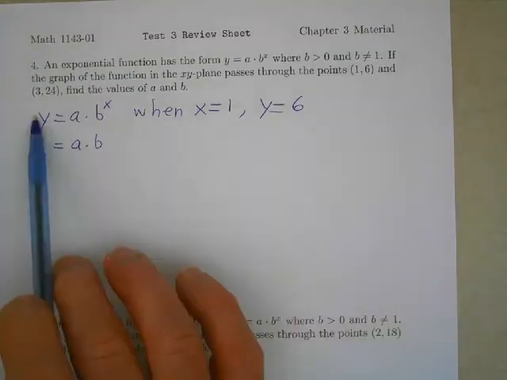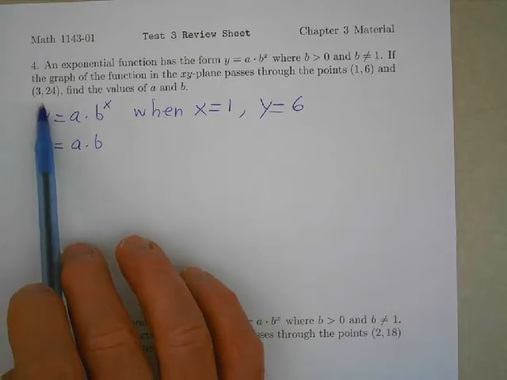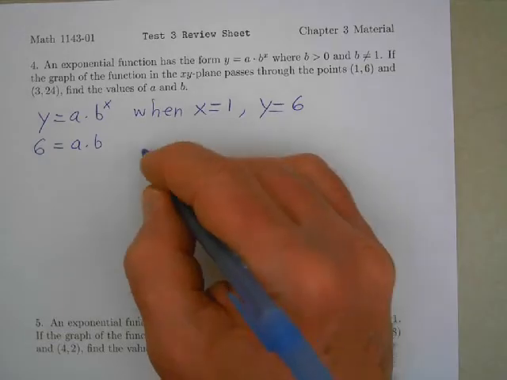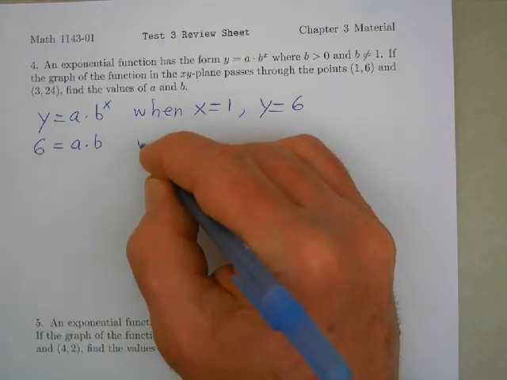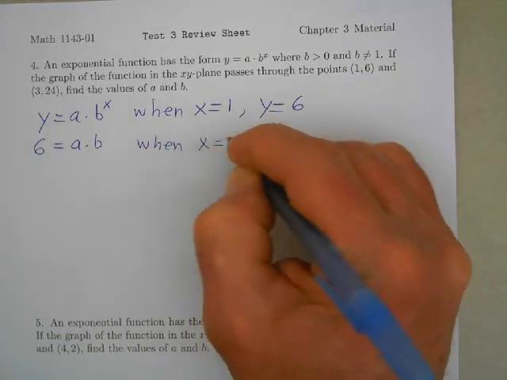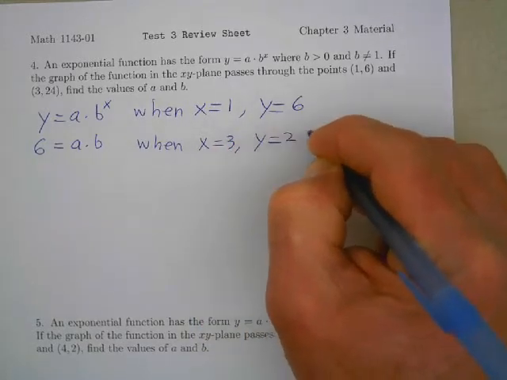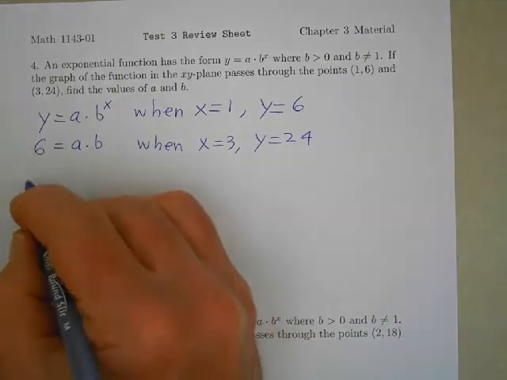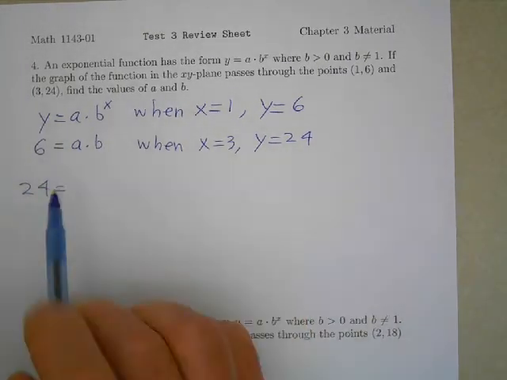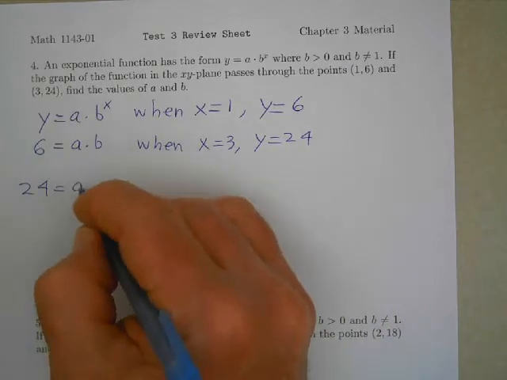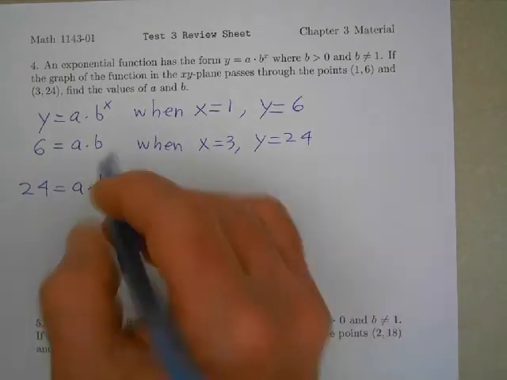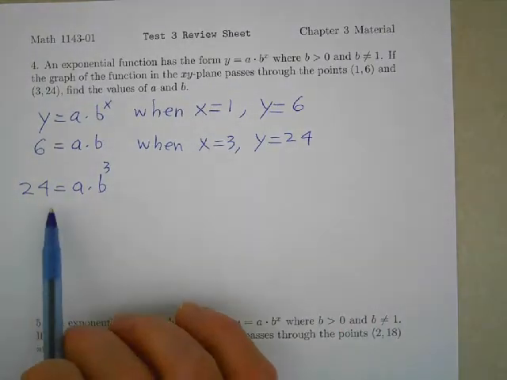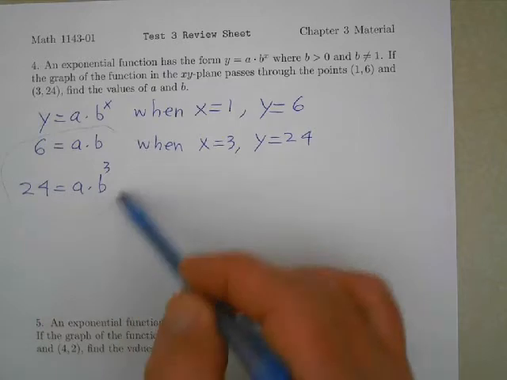Then the other point that the graph passes through is the ordered pair (3, 24). So this time, when x equals 3, the y-coordinate is 24. So we can replace y with 24, set that equal to a times b to the third this time. Okay, there's more than one way to go about determining what a and b are.